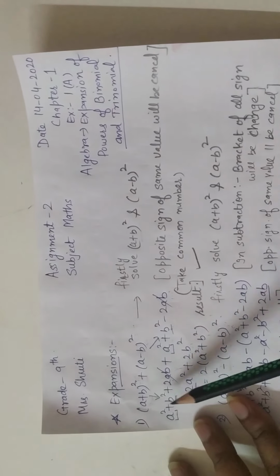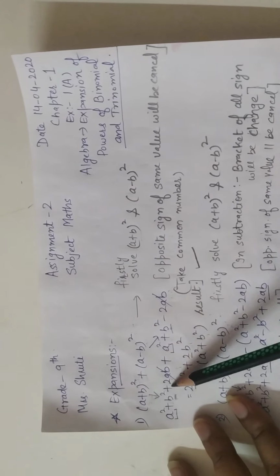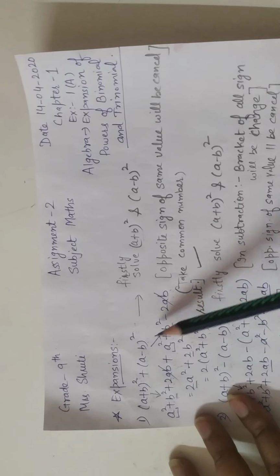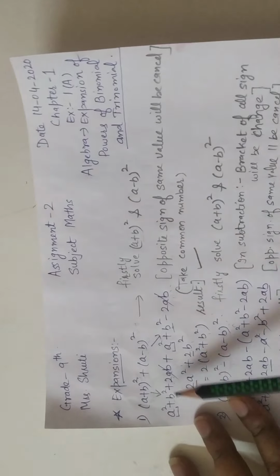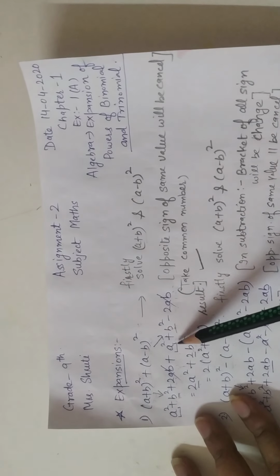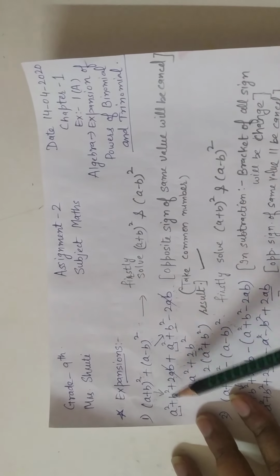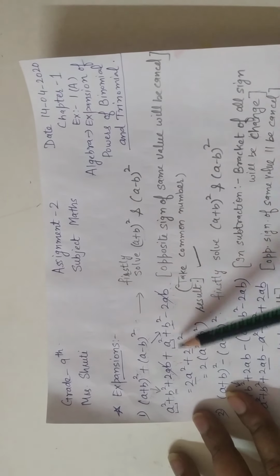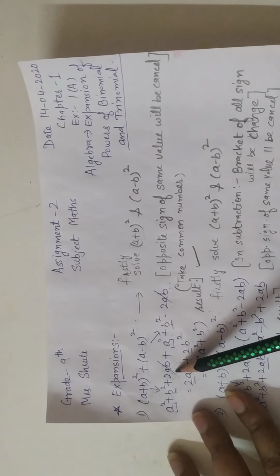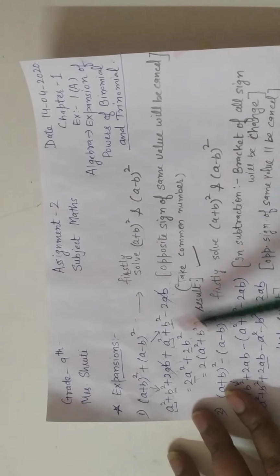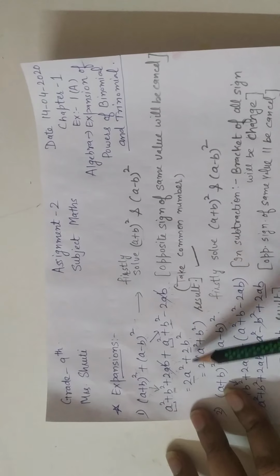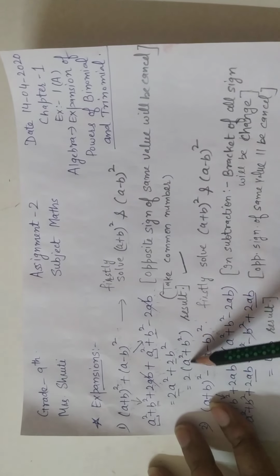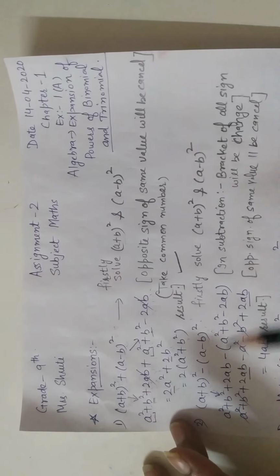a² + b² + 2ab. Same, plus a² + b² − 2ab. Now combine the values. a² + a² is 2a². b² + b² is 2b². And opposite signs of the same value will cancel, meaning +2ab and −2ab will cancel out. So now take the common number. 2 is common, so here I have written 2, and (a² + b²) in brackets.